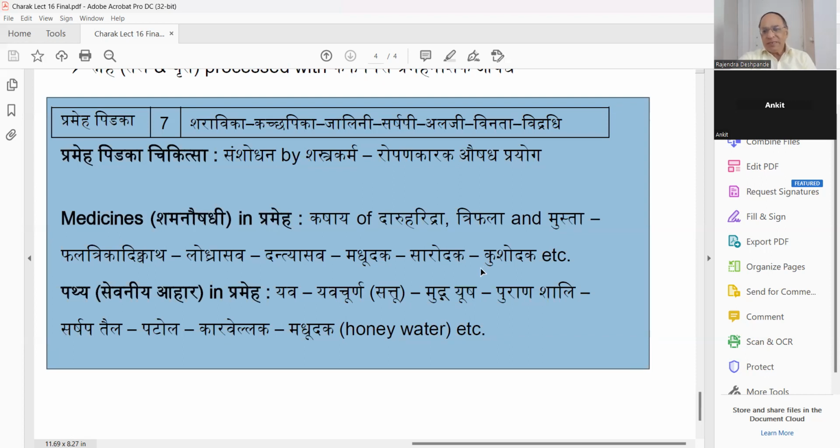Now, what is the best food for Prameha Vyadhi? Yava Churna or Sattu. Mudgayusha, that is green gram. Purana Shali, Shali is rice. Sarshapataila, Patola, Karavellaka, and Madhudaka, meaning Madhu plus Udaka, that is honey water, etc., can be used as Shaman Aushadhi in the disease of Prameha.